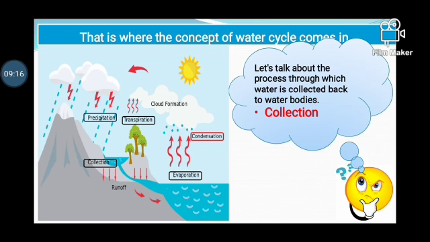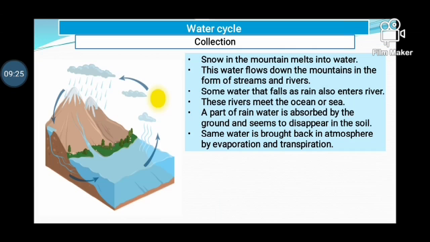Let's talk about the process through which water is collected back to water bodies, which is called collection. Snow in the mountains melts into water. This water flows down the mountains in the form of streams and rivers. Some water that falls as rain also enters rivers. These rivers meet the ocean or sea.